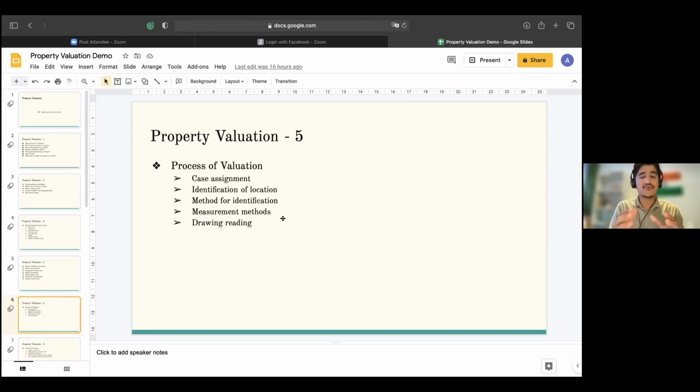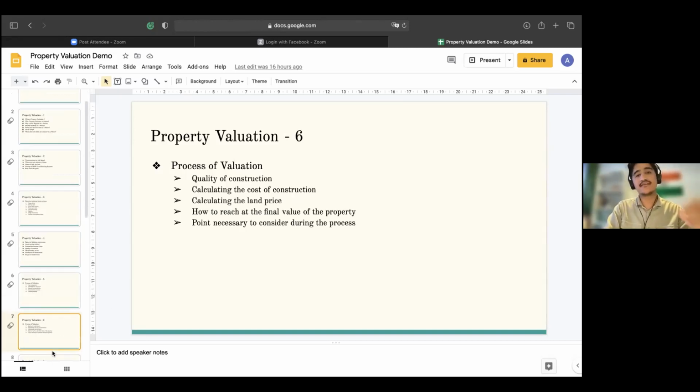So you should also know drawing reading. Like, I'm not going to teach you drawing, but I will teach you how to read a drawing, so that you can identify the length and how it should look like. So this is the approach for the day 5. And then on the next day as well, we will again continue with the same thing, that okay, this is our process of valuation, and we'll again go through the same thing.